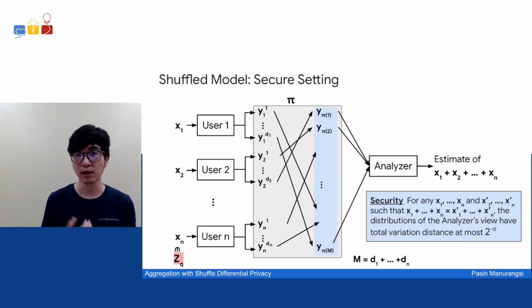And note here that now there is no epsilon. You can think of epsilon as 1. And another important point is that you have to be secure against any two inputs whose sums are the same. And these two inputs can differ in many users as long as the sums are the same. So these are the differences between the two settings.